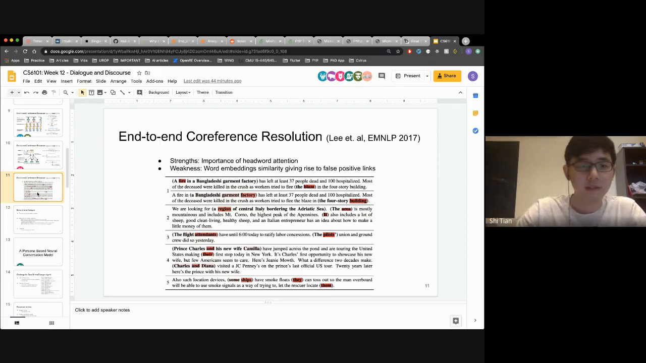So that's basically the paper on how to do coreference resolution in an end-to-end manner. Do you have any questions?